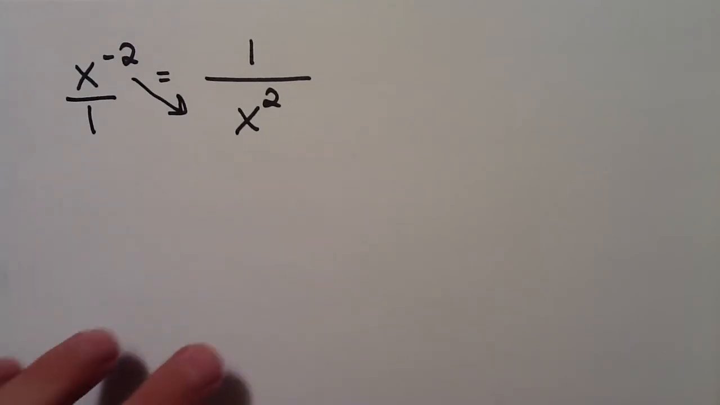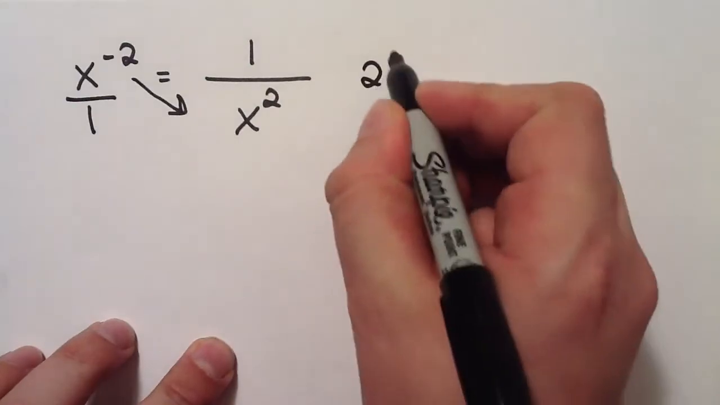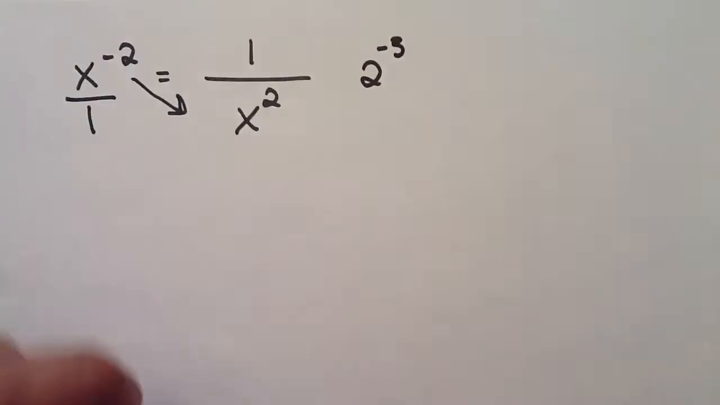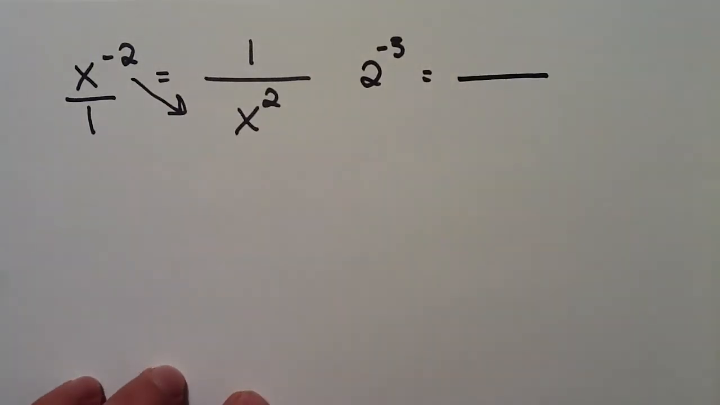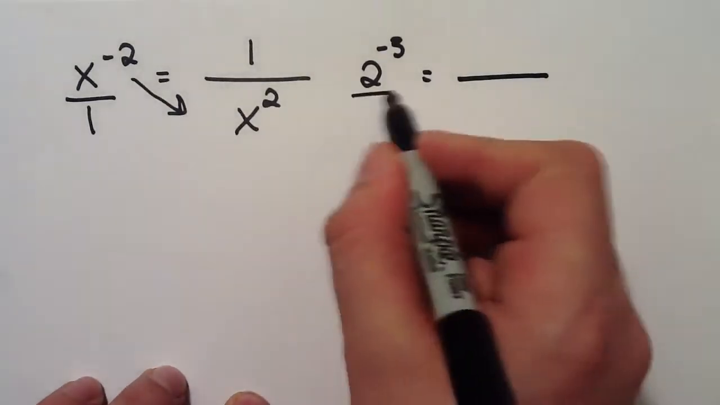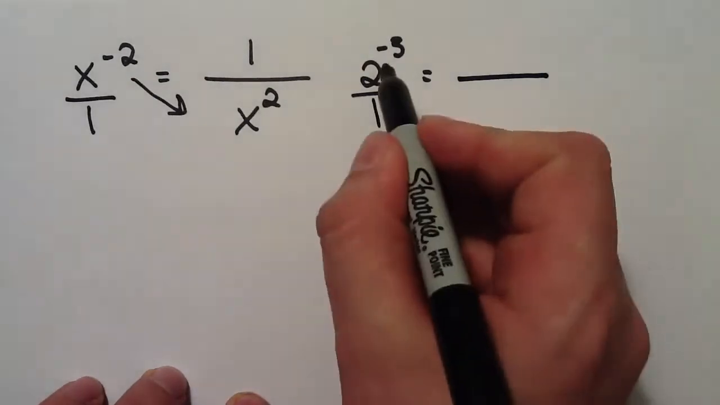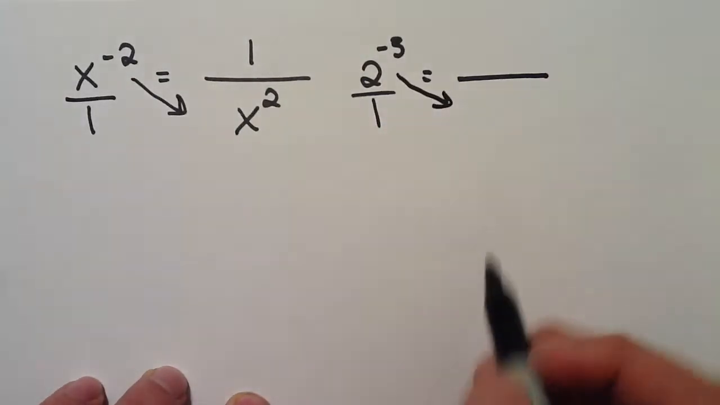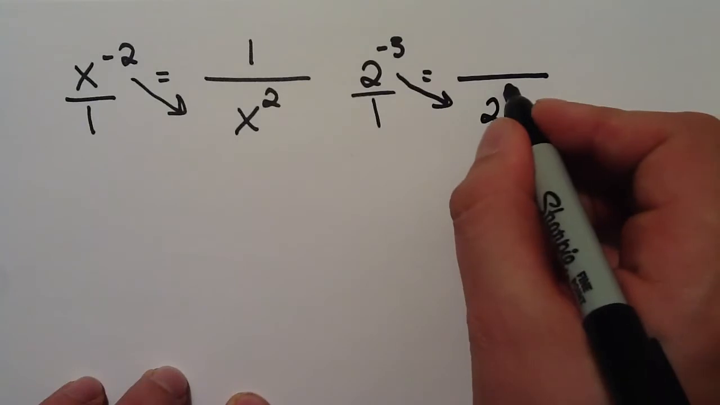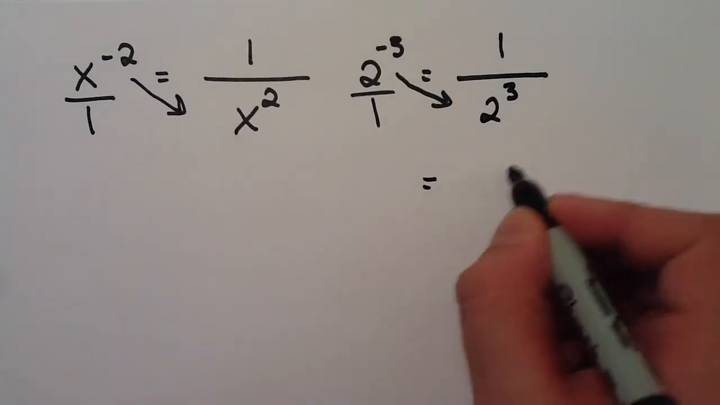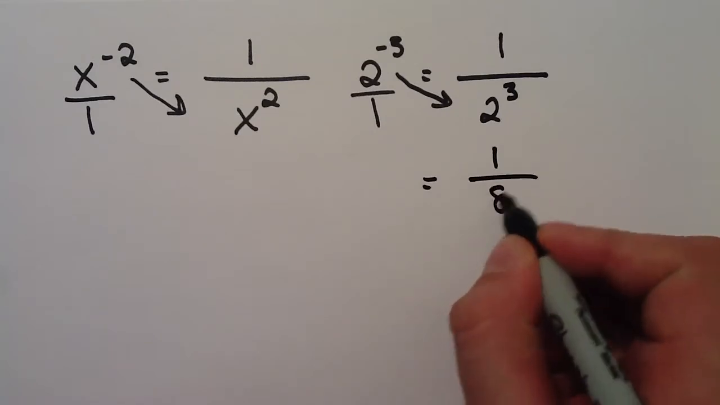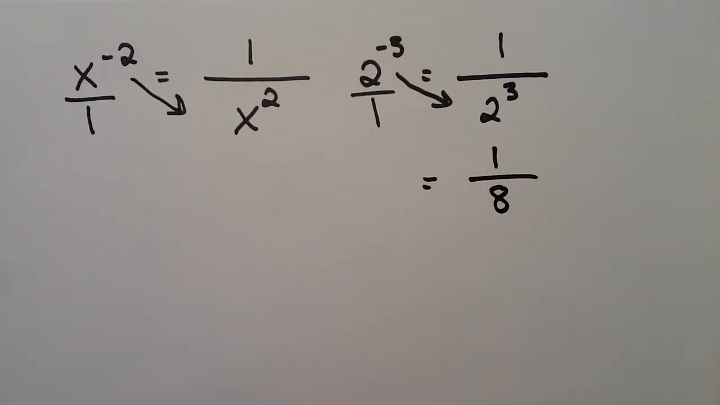To go over another one, we can say 2 to the negative 3 power is equal to, again, just draw a line, and put this over 1. Since this is negative, we can make the exponent positive by writing it right underneath as 2 to the third. I'm just filling in a 1 up top. Then we can simplify this by saying 2 to the third is equal to 8. So I get 1 over 8.